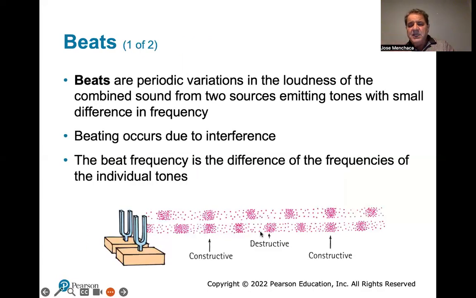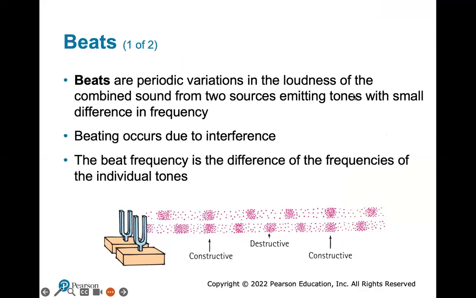Now, beats. Change the subject, but I didn't want to start another part. Beats are periodic variations in the loudness of the combined sound from two sources emitting tones with a small difference in frequency. Beating occurs due to interference. The beat frequency is the difference of the frequencies of the individual tones.